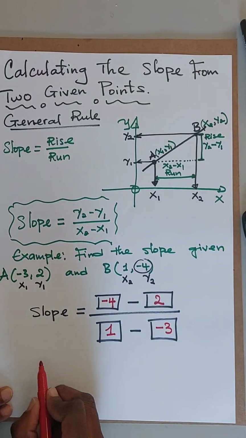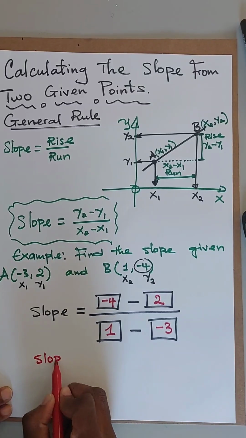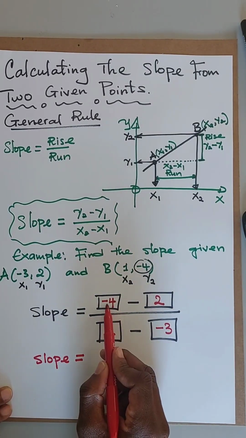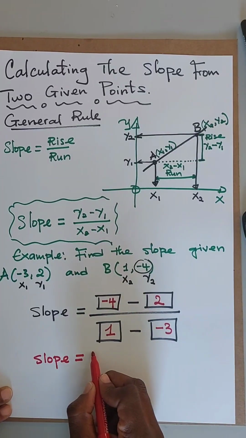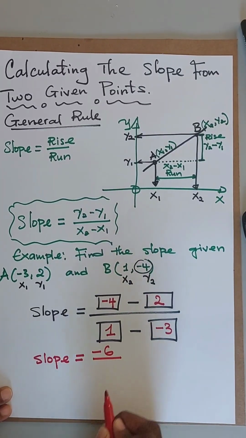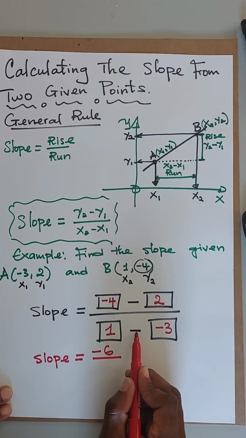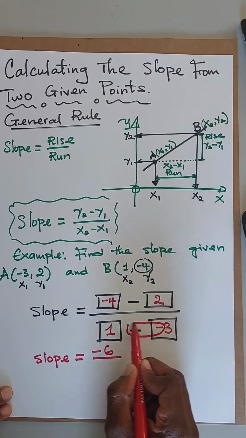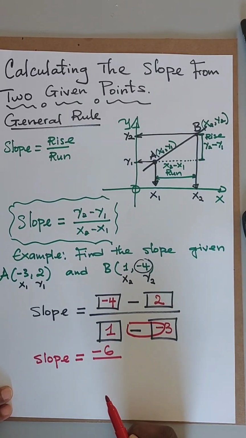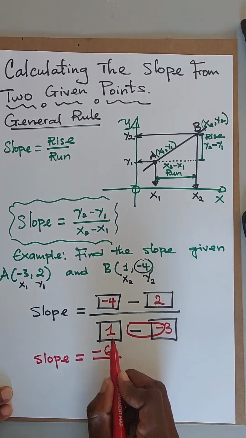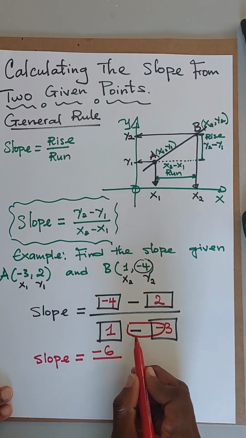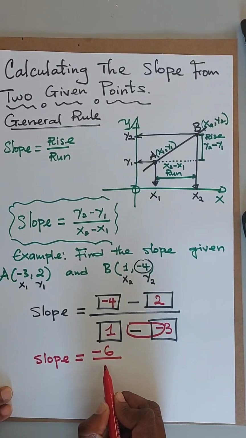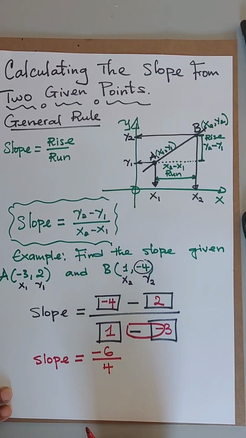So at this point, you just need to simplify the fraction to get the slope. Start with the numerator. You do -4 minus 2, that should be -6. Fraction bar. Now you do 1 minus -3. Remember that when you subtract a negative number, it turns into adding a positive number. So 1 minus -3 is the same as 1 plus 3. So at the denominator here, you get 4. So that is the slope.